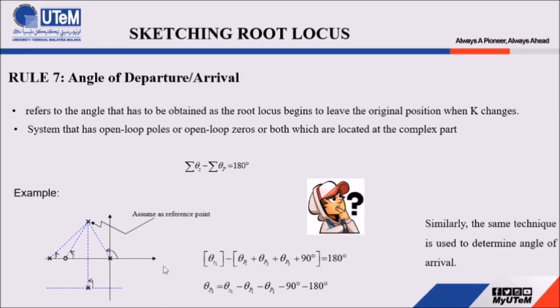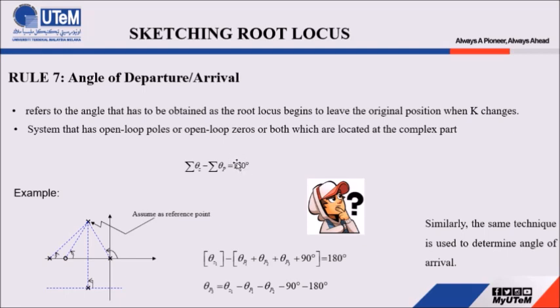Let us look at this example. In this example, we have a system with 4 poles and 1 zero. In this case, we have poles at the complex path and zeros only on the real axis. So that means in this case, we have only the angle of departure. So how to calculate the angle of departure? To calculate it, we can use this formula where the summation of angles for zeros minus the summation of angles for poles equals 180.